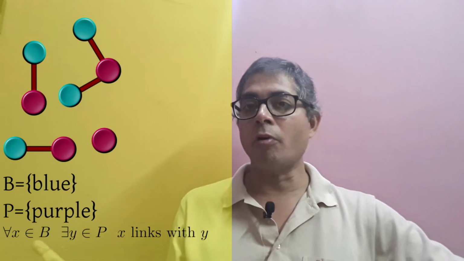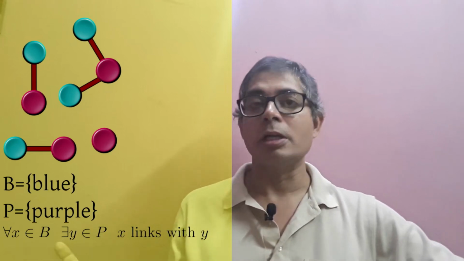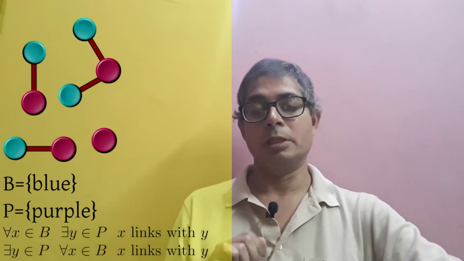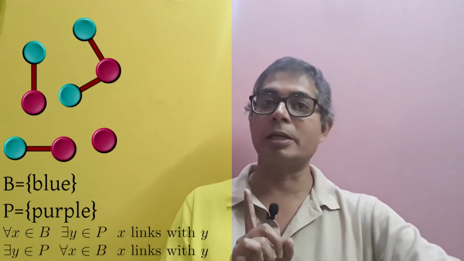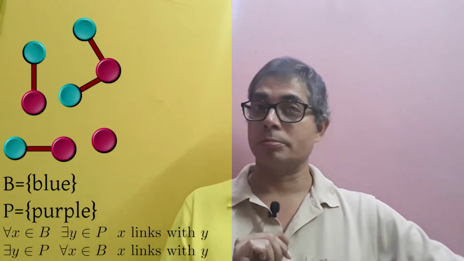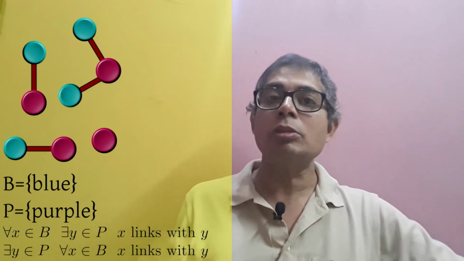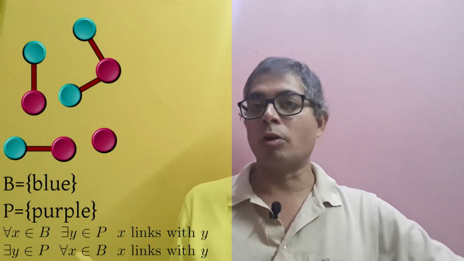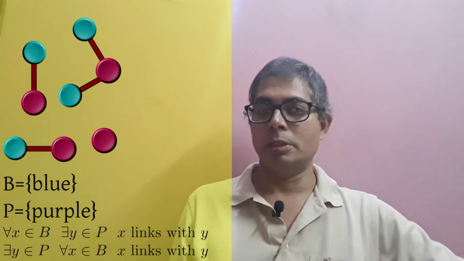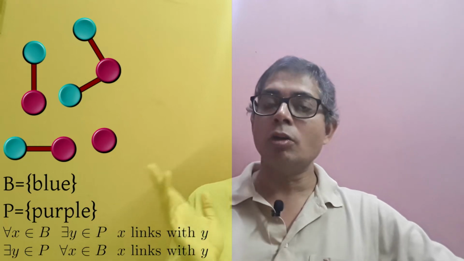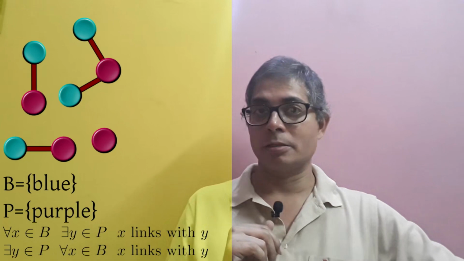This assurance comes from the fact that the for all comes before the there exists. Had the order been the opposite, then the sentence would not remain correct for the configuration shown. Because here we are claiming that there is a purple disk, exists y in P, that is connected with all the blue disks, for all x in blue. As you can easily see for yourself, no such purple disk exists here.